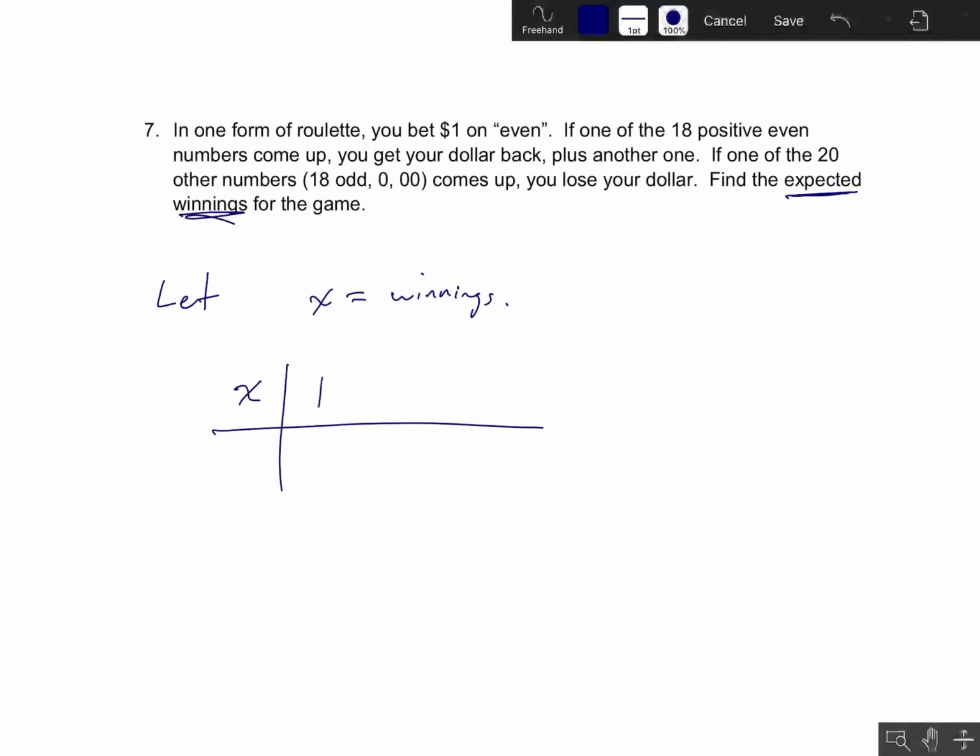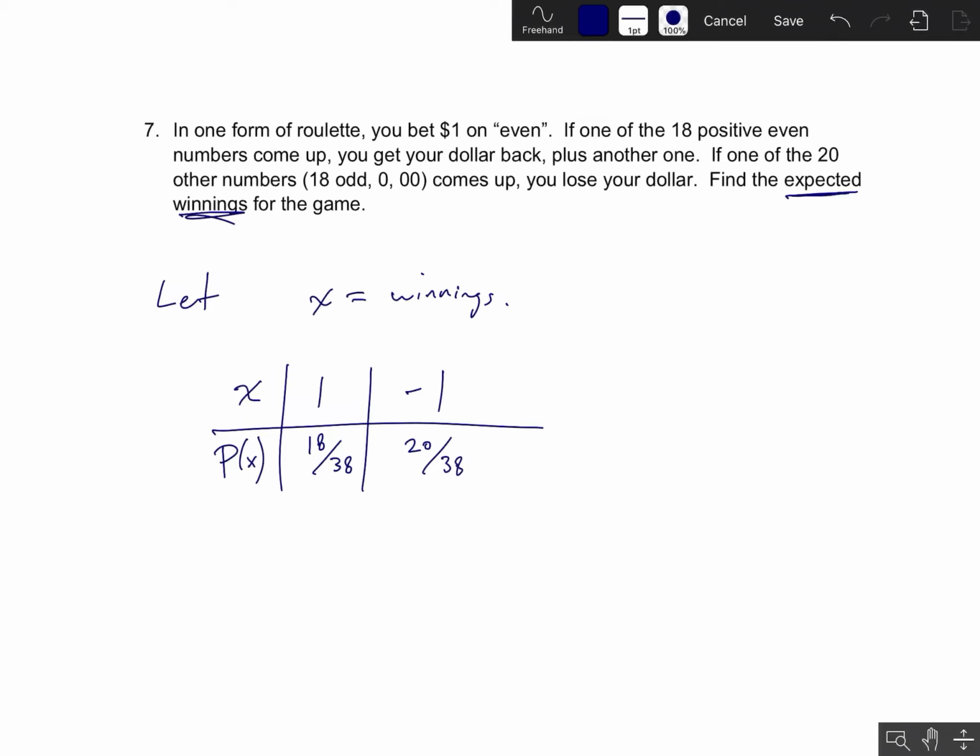Now the possible values for x are a positive 1 if you win. That's a positive net winnings of $1. Or you would lose your $1 if you end up getting a bad spin here. So these are the two possible winnings that you could get. And notice here that their probabilities are a little bit different. The probability that you gain $1 would be 18, because those are the 18 possibilities that you're happy with, out of 38 in total. So 18 out of the 38 positions will give you a win, and 20 out of the 38 total positions would give you a loss.